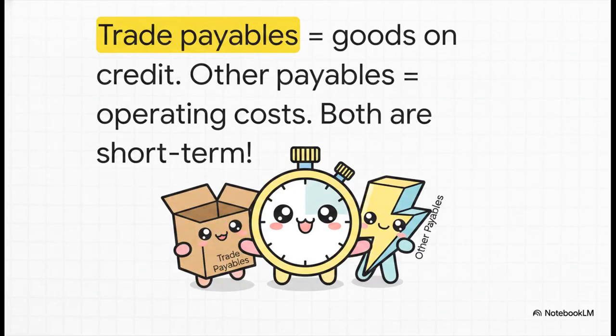So your big takeaway for Section 2 is this. Whether it's a trade payable for goods or an other payable for an electric bill, both are short-term financial liabilities generated from simply running your business operations.